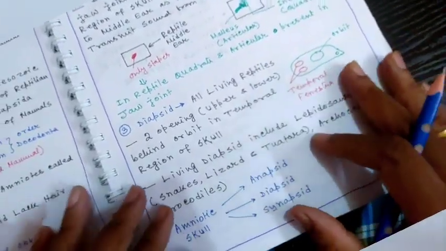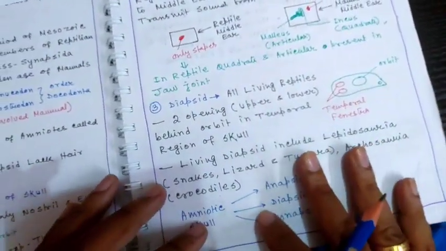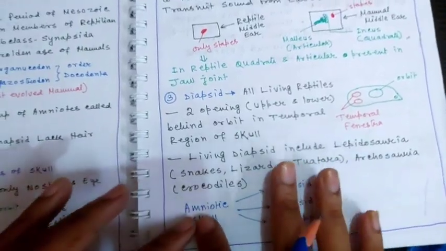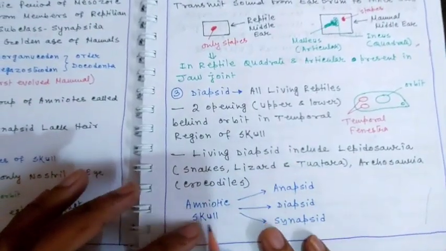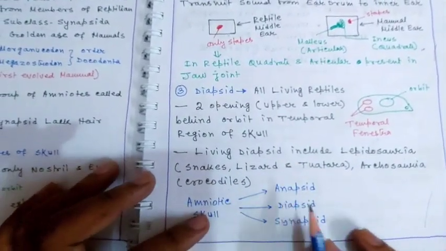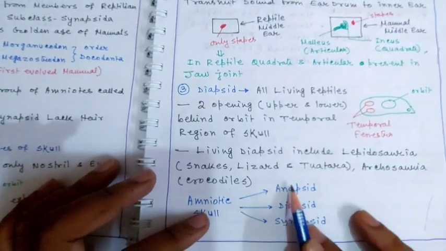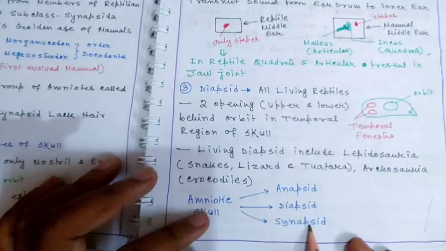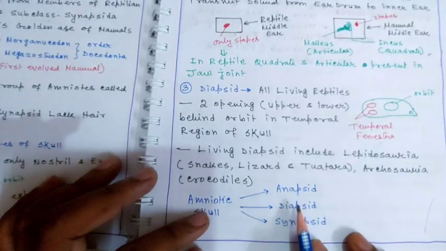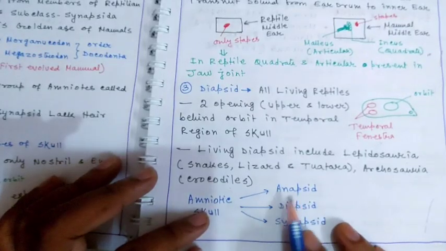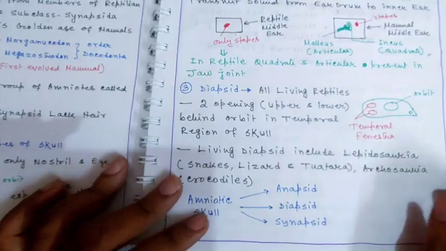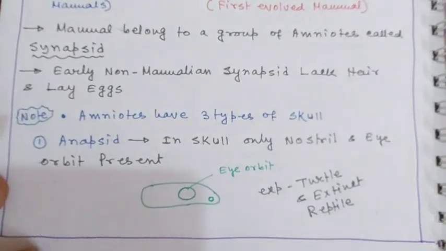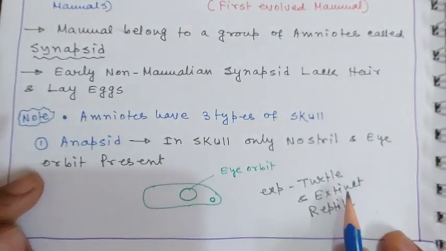In this video we will discuss three different types of skull which are present in amniotes. The amniotic skull can be of three types: the Anapsid, Diapsid and the Synapsid. Then what will be the basic differences of these Anapsid, Diapsid and Synapsid types of skull, and also in which organisms these different types of skull can be found. First we will go through the Anapsid type of skull.